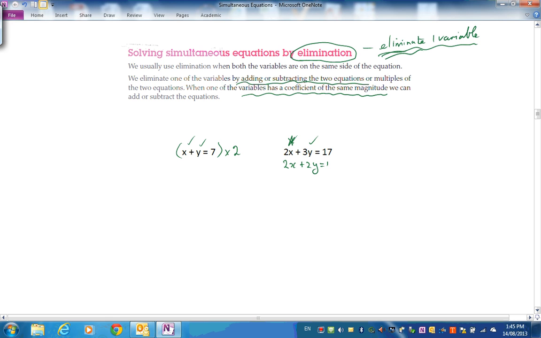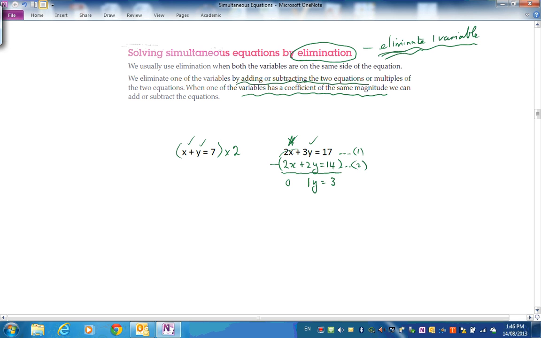Okay, now there's nothing corrupt with that. You call this equation 1, and now this equation 2 perhaps. Now can we eliminate one of the unknowns? Let's try it. Let's subtract the equations from each other. Okay, so 2x take 2x is no x term. 3y take 2y is 1y. Equals 17 take 14 is 3.